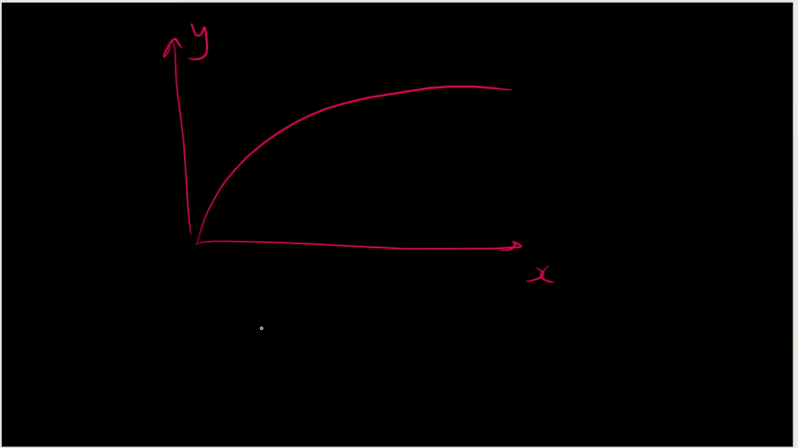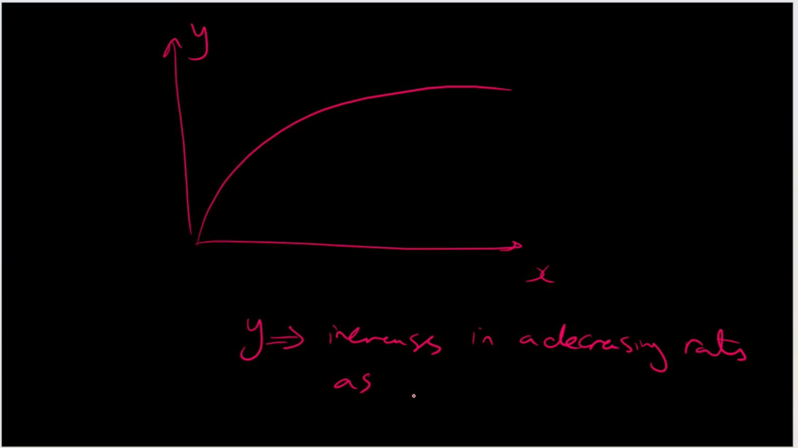This graph represents that y increases in a decreasing rate as x increases. So it is not linear, but y increases as x increases, but at a decreasing rate.